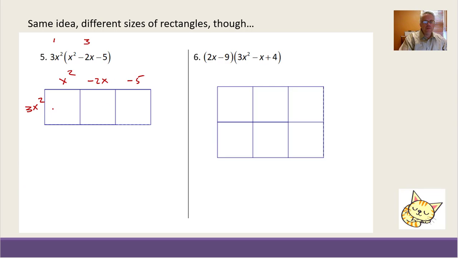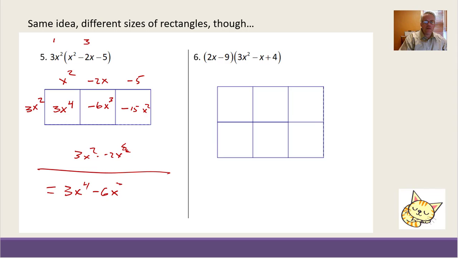We just do the multiplication. Now, x squared times x squared is x to the 4th. So we have 3x to the 4th. 3x squared times minus 2x, rather. 3 times negative 2 is negative 6. X squared times x is x cubed. And then 3x squared times minus 5 is minus 15x squared. So altogether we get 3x to the 4th minus 6x cubed minus 15x squared.